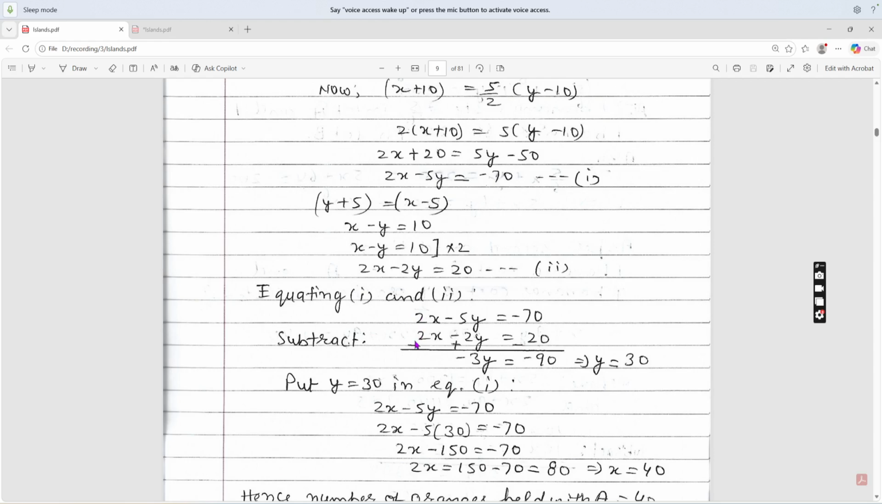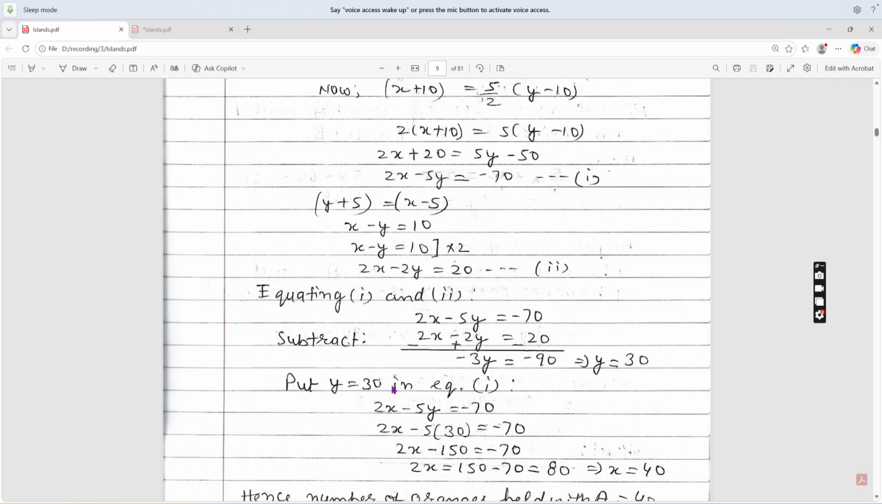Now, plus 2 minus 2 is 0. It is minus 5 and plus 2. Minus 5 plus 2 is minus 3. It is minus 70 minus 20. That would give us minus 90. So, y is equal to minus 90 upon minus 3. That is equal to plus 30.